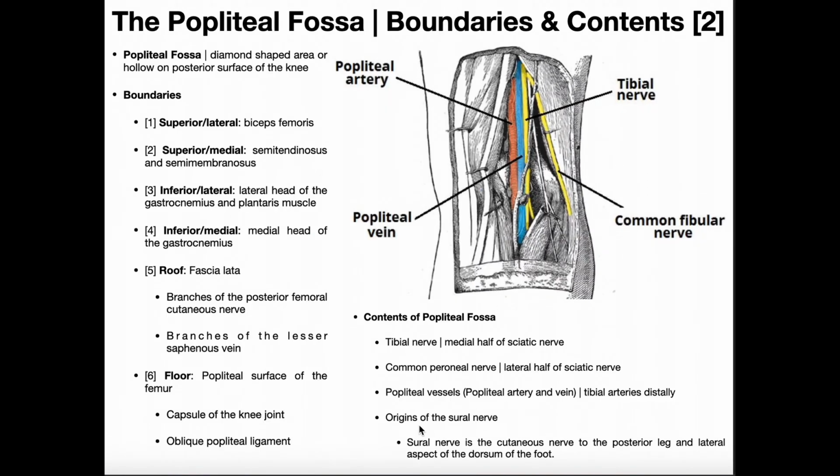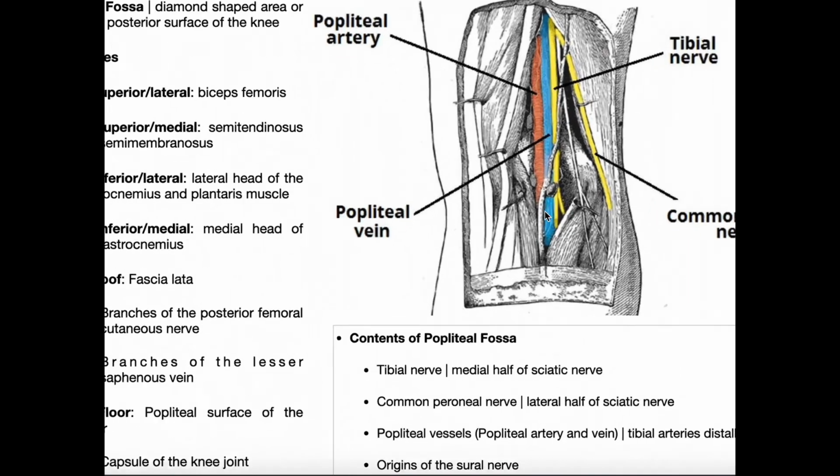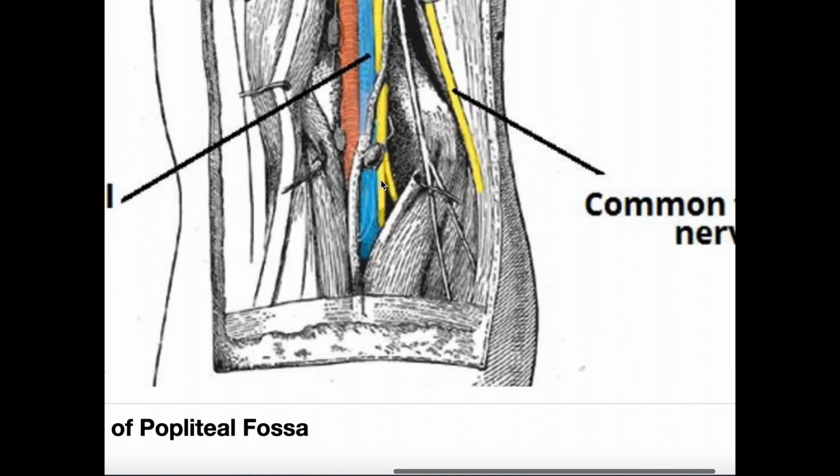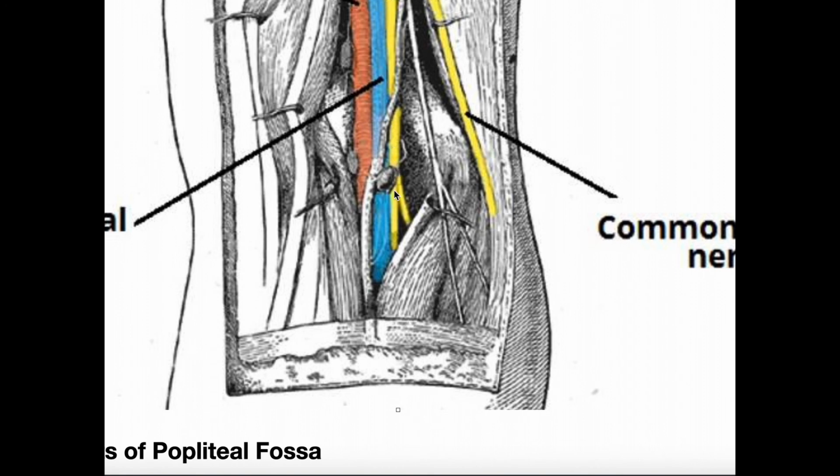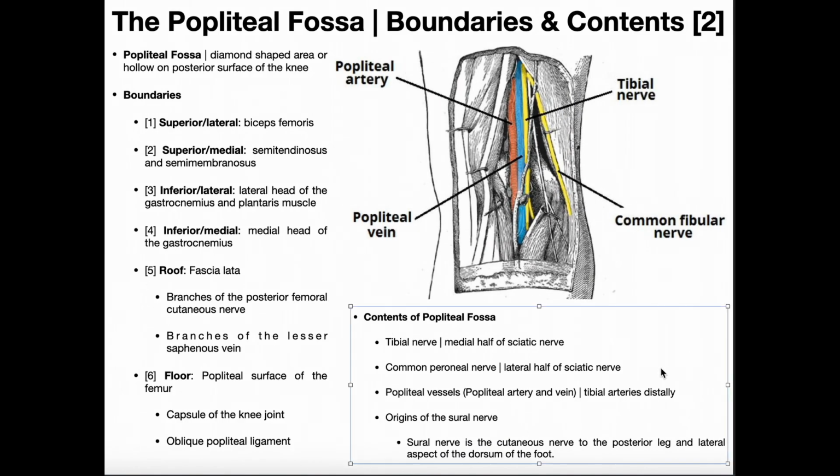Also, another thing is that we see the origins of the sural nerve. The sural nerve does not innervate any muscles. It itself is a cutaneous nerve, and it's a cutaneous nerve really to the posterior leg and the lateral aspect of the dorsum of the foot. That just means the top of the foot. And the origin of this sural nerve is actually right here. You can see here's our tibial nerve. You can see the tibial nerve continue down towards the foot, but you can see a branch come off of it right there. That is the sural nerve. So we can see the origins of that really just above the inferior angle of the popliteal fossa. And again, that sural nerve is a cutaneous nerve. Doesn't innervate any muscles. So that right there is the popliteal fossa.